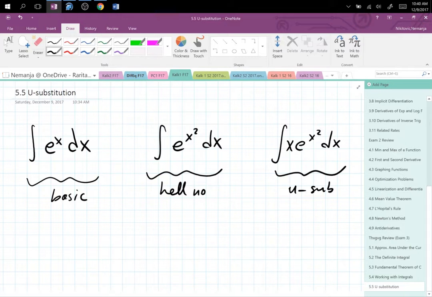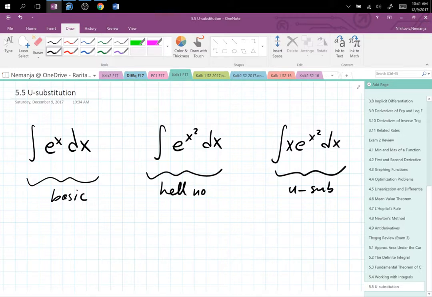Now, when I discuss these 3 problems, the first one is basic. You know this from your section 4.9. You know that the answer to the first question is itself, e to the x plus c, and you're done. The second problem, where I said hell no, we added a square on x. So you might say, it's not that much different, right? But it turns out that you can't compute this by any methods that you learn here.